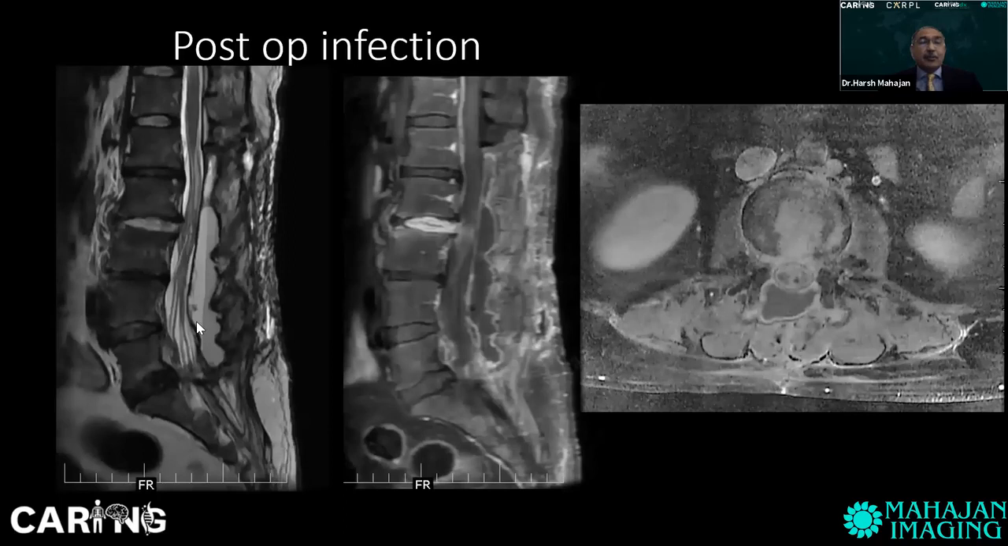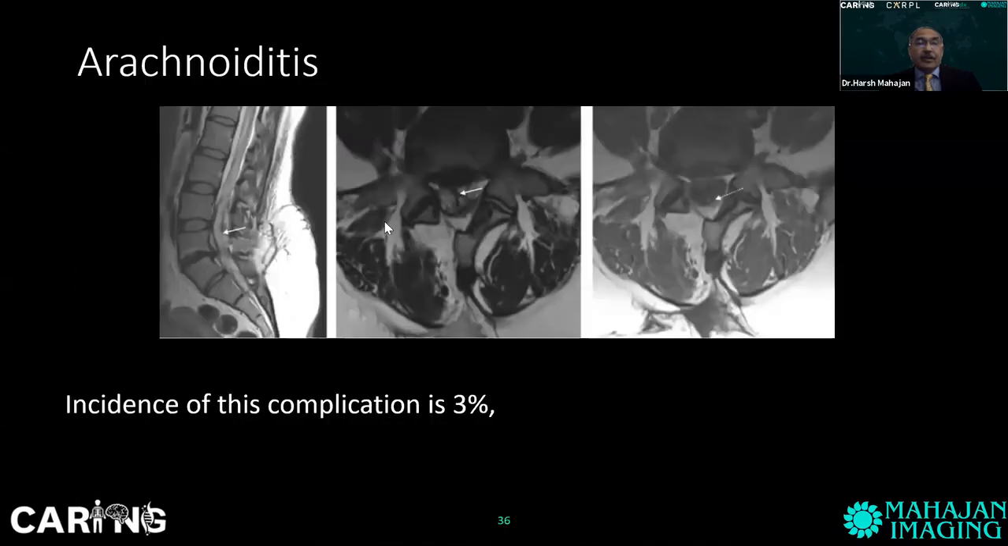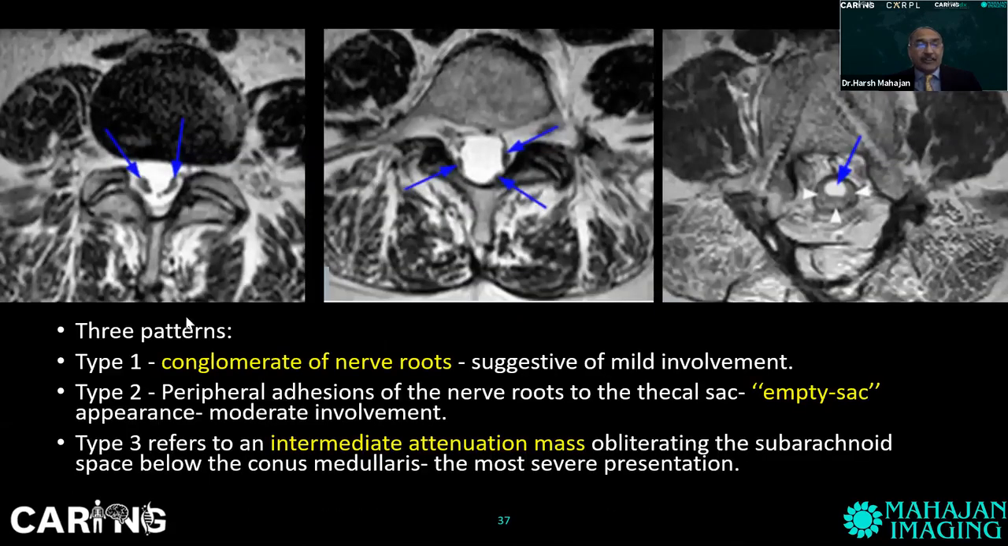Another case, post-op infection, where you see this large fluid collection, and there's enhancement of the vertebral disc. Also see this enhancement here. Arachnoiditis, we've talked about this, and there are 3 patterns that are recognized. This is what is called the empty sac, where the thickened nerve roots are plastered to the thecal sac itself.